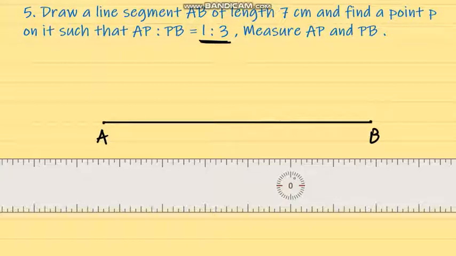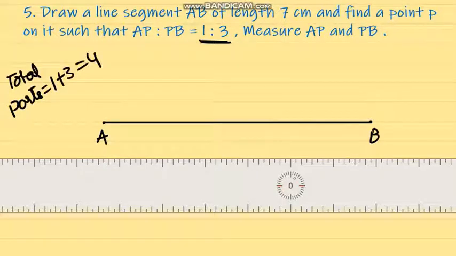Now first of all, we have drawn a line segment AB of 7 centimeters. Now you have to divide it in the ratio 1:3. That means you have total number of parts. Total parts will be equal to 1 plus 3, that is equal to 4.